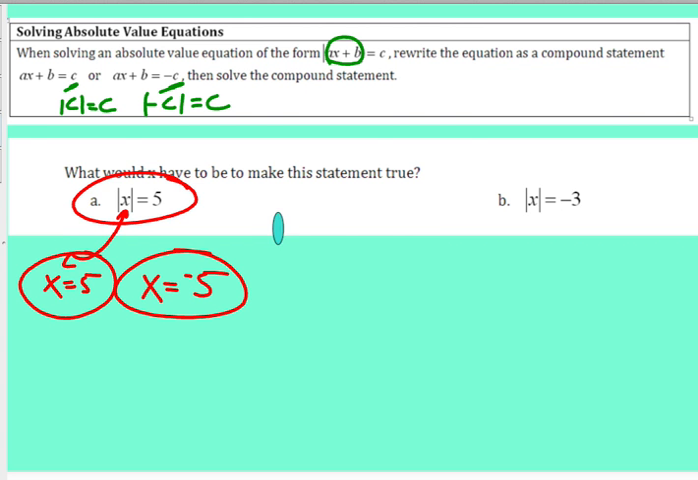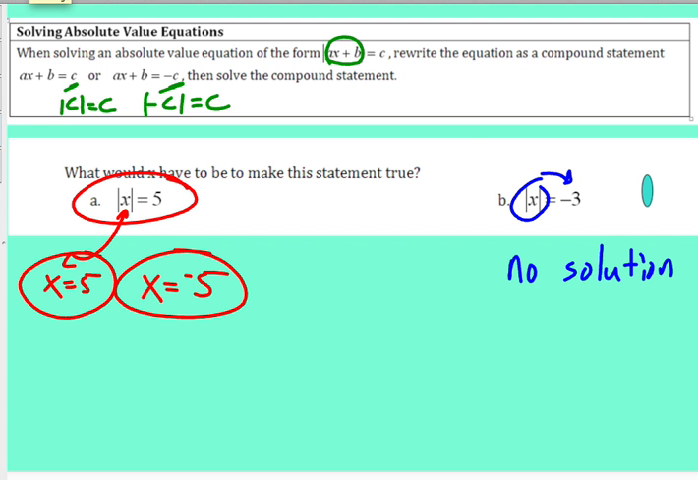Unless you run into a problem like this. Think of an example where you could take the absolute value of something and have it equal a negative number. Nothing. The absolute value of 3 is 3, and the absolute value of -3 is 3. So if this whole absolute value right here is equal to -3, well, that's no solution.